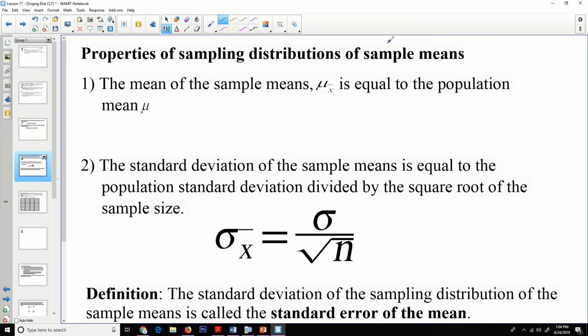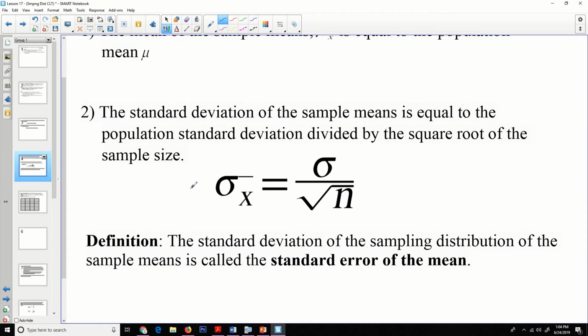Properties of the sampling distribution of sample means. The mean of the sample means is equal to the population mean, which is good. And then the standard deviation of the sample means is equal to the population standard deviation divided by the square root of the sample size. So if we can find the standard deviation divided by the square root of the sample size, we will get the standard deviation of the sample means.